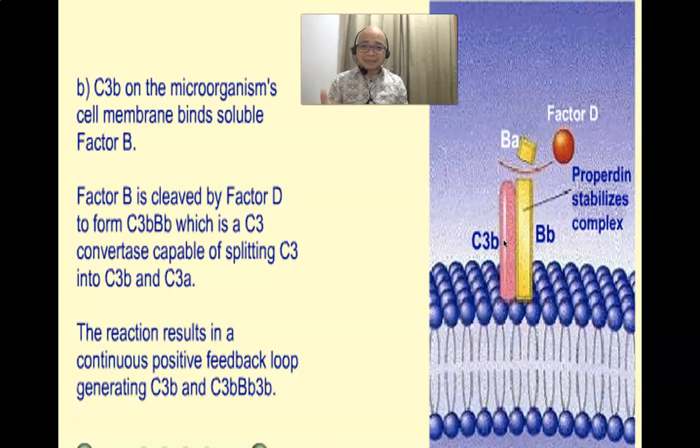The C3 convertase in the alternative pathway. Remember, in the classical pathway, our C3 convertase is C4B2A. But here in the alternative pathway, our C3 convertase is C3bBb. Don't forget, there are three B's. Maybe for us not to get confused whenever we pronounce big B, you have to pronounce it loudly. So what is the C3 convertase? It is C3bBb. There you have it.